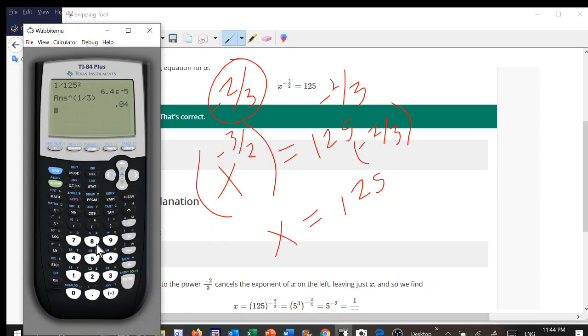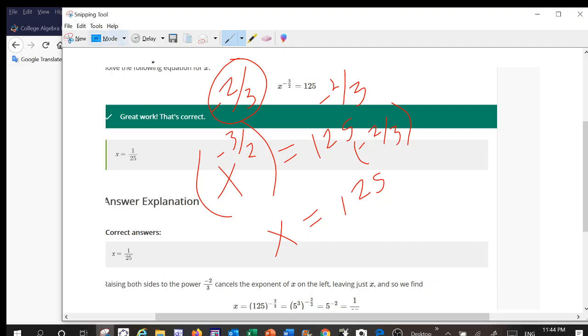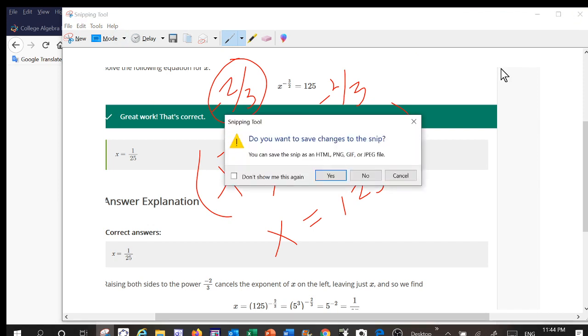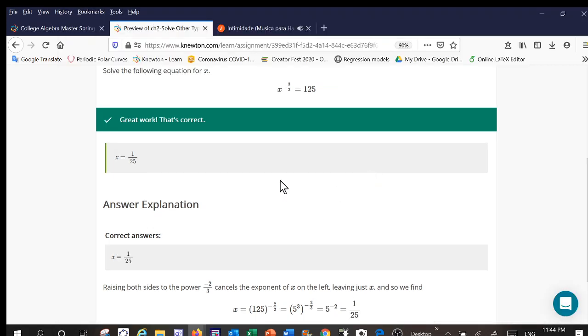It's going to give me again 0.04. So 125 to the power of negative 2/3, like that, which is the same as 0.04, and you can convert it here, math, convert to fraction, get 1/25, if the answer has to be in terms of a fraction.